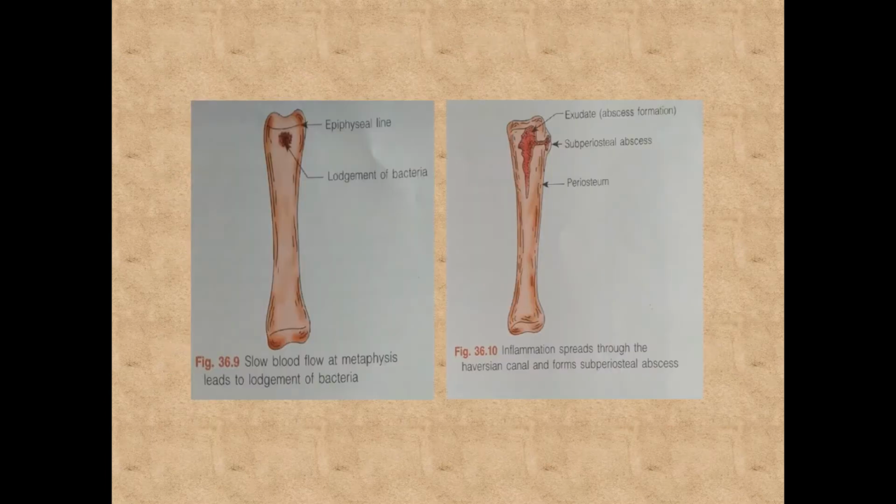Here are two representative images of the mechanism we discussed till now. So the first is lodgement of bacteria. This was where those hairpin bends of capillaries or arterioles were there. In the second image, you are seeing the exudate building up. It percolates down into the medullary cavity, and also it traverses through the Haversian canal to come and lie below the periosteum, at which point it is called subperiosteal abscess.